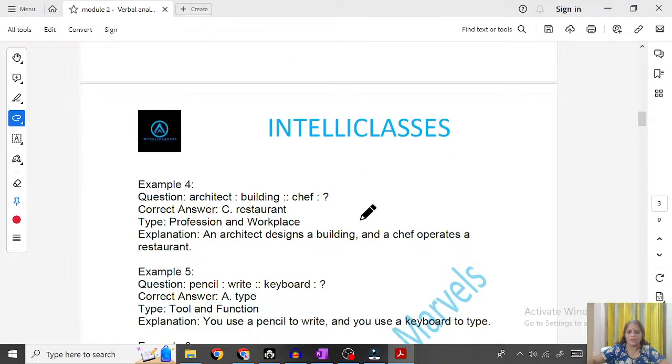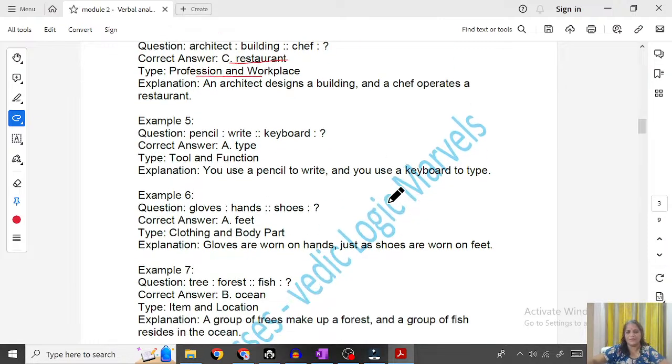So now under profession and workplace, we have architect is to building as chef is to what? What is an architect? He will construct buildings. What will a chef do? He will cook in a restaurant. So architect is to building as chef is to restaurant. Okay, I hope you're clear now. So the next thing we will see once more.